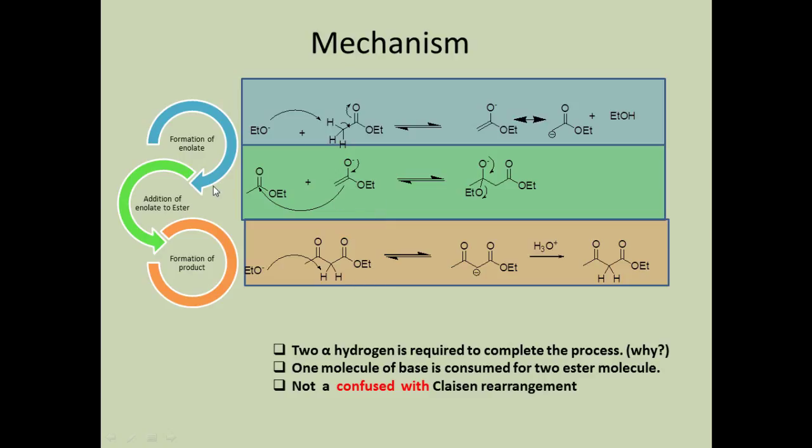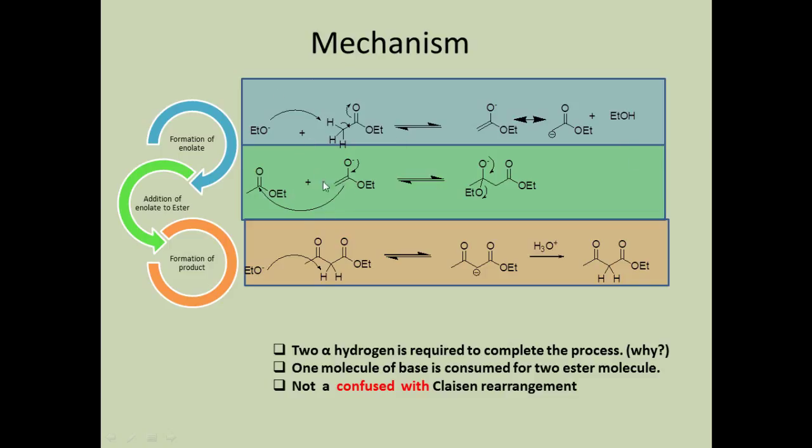So let's see the mechanism. First, the sodium ethoxide base attacks the alpha hydrogen, and then it produces the enolate. As in the aldol reaction and other condensation types, the first step is generation of the enolate. It is stabilized by resonance. Now we see ethanol is produced, so the base is consumed.